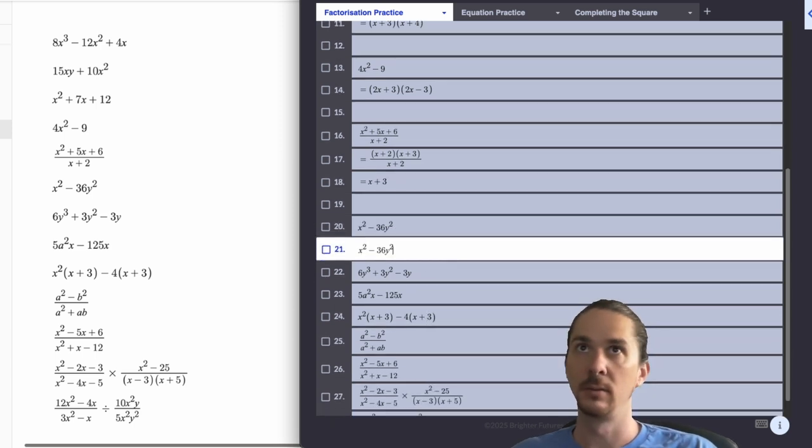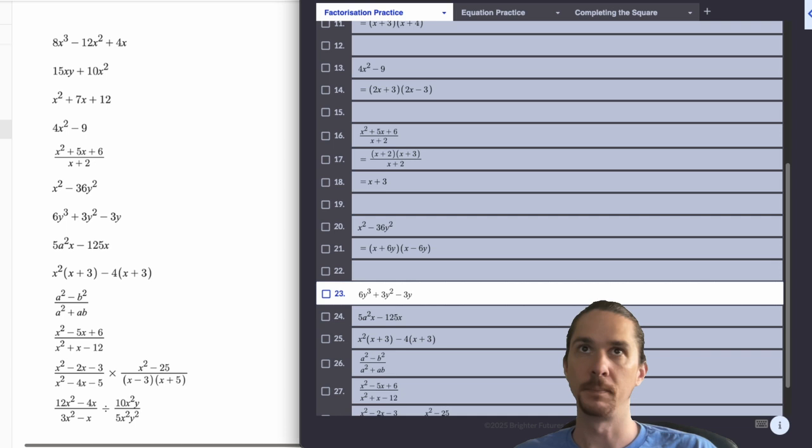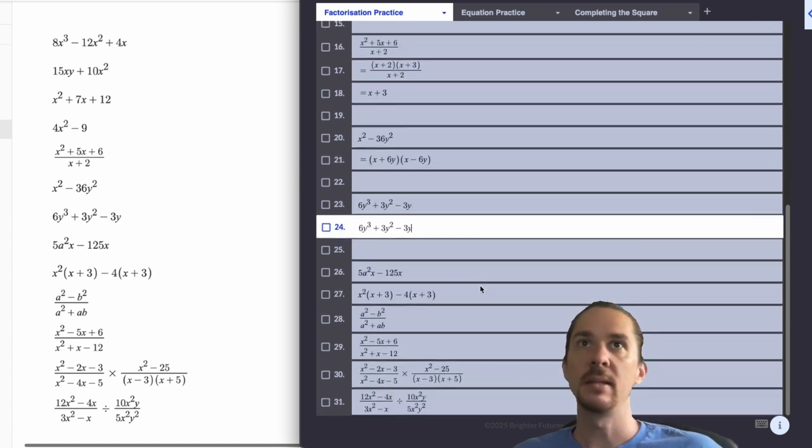Okay, moving on. This is a difference of 2 squares. We have x plus 6y, x minus 6y. Easy. In this case, we can pull out a common factor before we get started. So that common factor is going to be a 3y. So this is going to need to be multiplied by 2y squared. Here it's going to need to be multiplied by y, and here by negative 1.